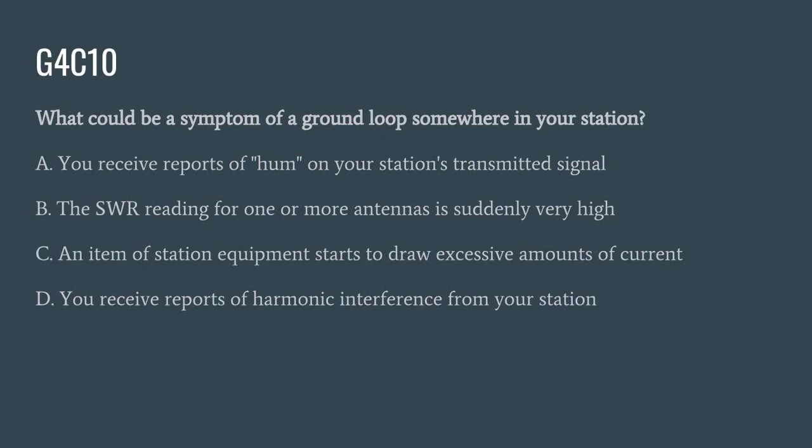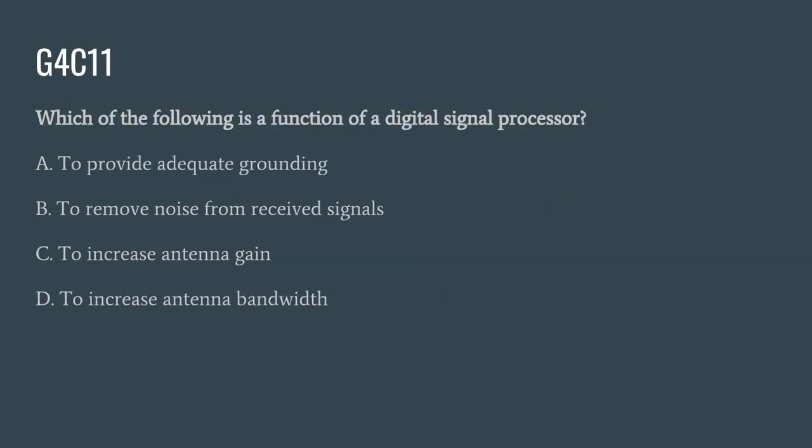G4C10. What could be a symptom of a ground loop somewhere in your station? A. You receive reports of hum on your station's transmitted signal. B. The SWR reading for one or more antennas is suddenly very high. C. An item of station equipment starts to draw excessive amounts of current. Or D. You receive reports of harmonic interference from your station. Correct answer is A. You receive reports of hum on your station's transmitted signal.